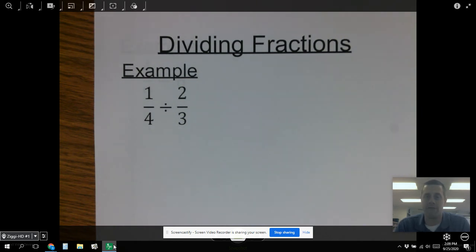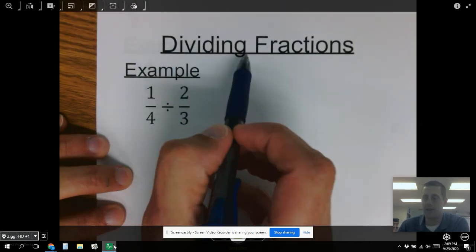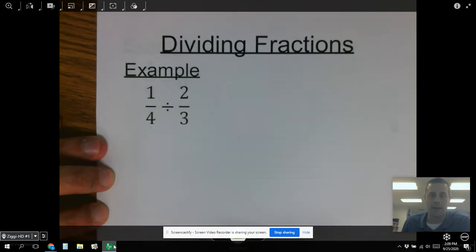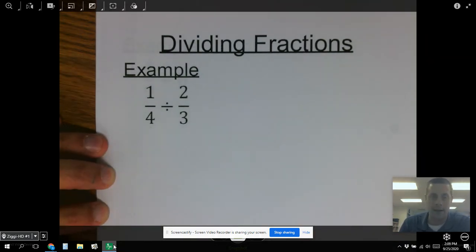Mr. Irwin bringing you a very special lesson today because it includes two of the most favorite things in mathematics. We have division, we have fractions. It is time to divide fractions. Our first example is up on the screen. Grab a sheet of paper, copy it down, and work through it with me.